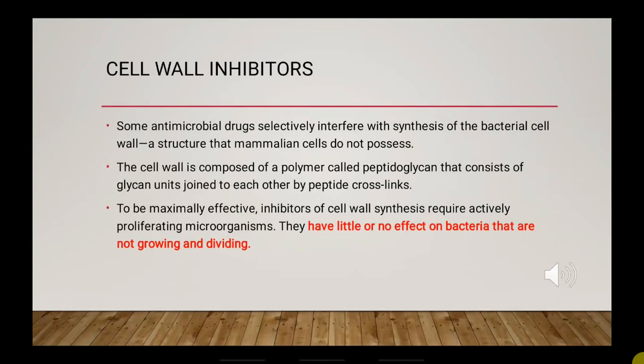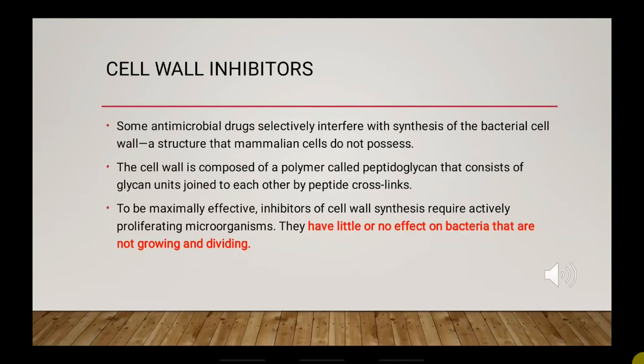This group of antibiotics has little effect on bacteria that are not growing, the dormant ones. So they are not effective, for example, against TB. We took, or you will take, God willing, the lecture on the treatment of tuberculosis, anti-tuberculosis drugs. Because they are dormant, they are not very actively proliferating, so these antibiotics normally are not effective against this type of bacteria.